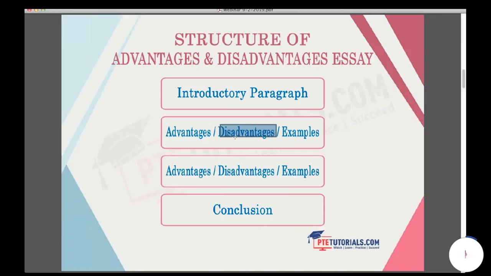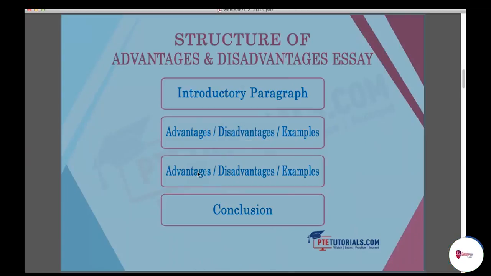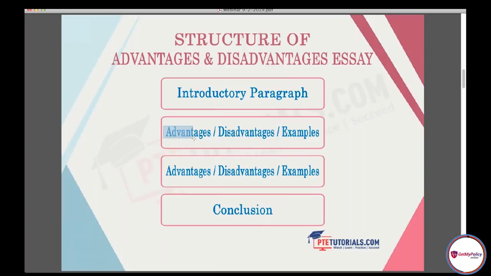For instance, if you have more advantages for that particular general statement, talk about advantages in the first body para. If it has more disadvantages, then talk about disadvantages. Right? And the contradiction should be given here. That is, if the first body para contains advantages, this should be disadvantages. If you're writing disadvantages in your body para 1, here you have to write about advantages.